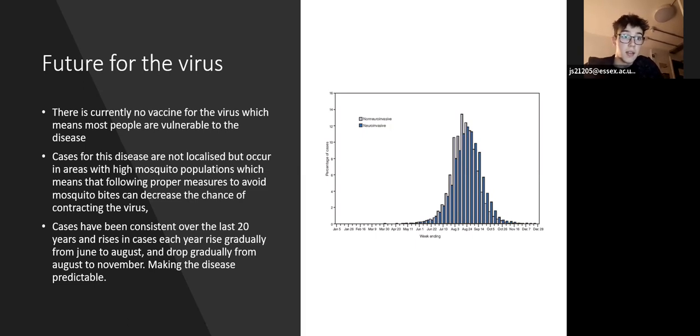And cases have been consistent over the last 20 years, and cases rise gradually each year from June to August and drop gradually from August to November, making the disease predictable, which you can see in the graph on the right.